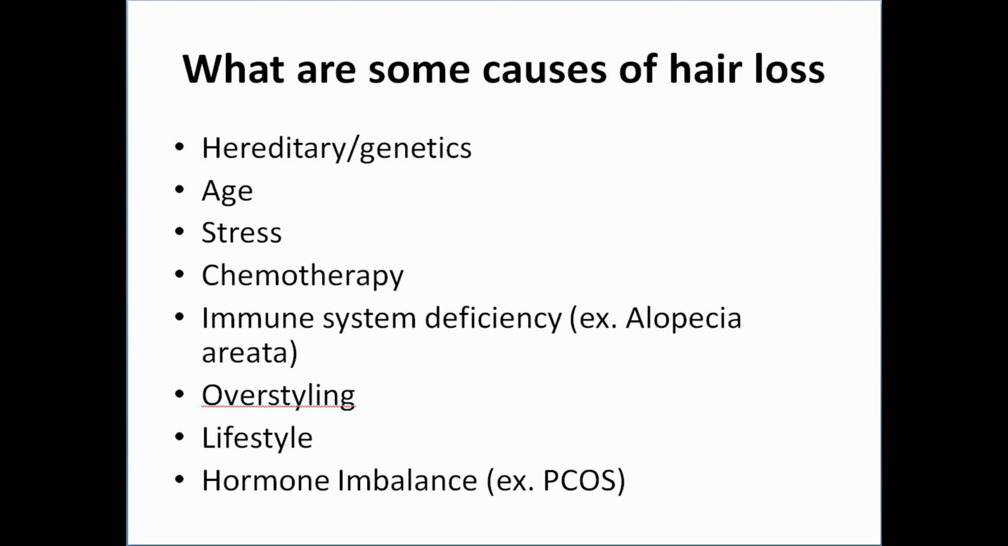What are some causes of hair loss? Examples are hereditary, genetics, age, stress, chemotherapy, immune system deficiency, overstyling, lifestyle, and hormone imbalance. In hereditary genetics, if hair loss runs in your family, there is a high chance that you will get it too because it is in your genes.